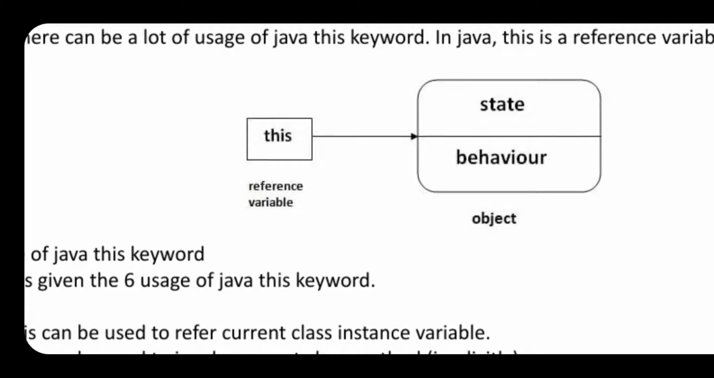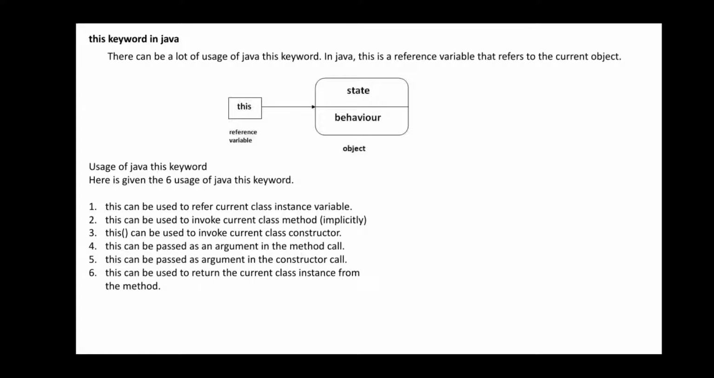This you can check here. You have written this, which is called a reference variable, which is going to directly access the state of an object, as well as access the behavior of an object. So the same book is there. This book is called a state, and the book is used for writing purposes, which is the behavior. So the state refers to the book, and the behavior is writing within the book. So this is how the this keyword is going to be used.